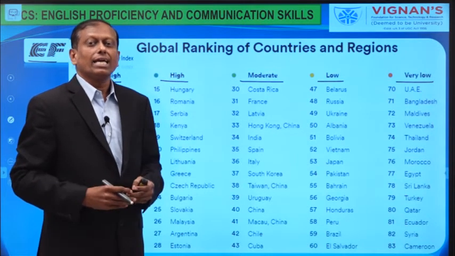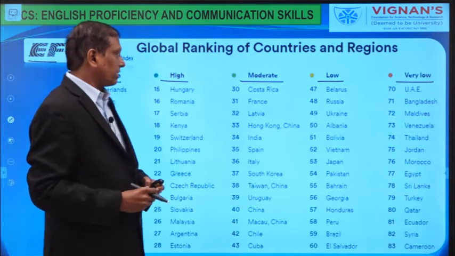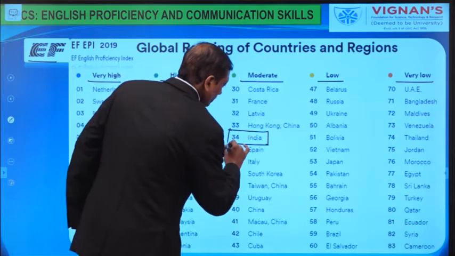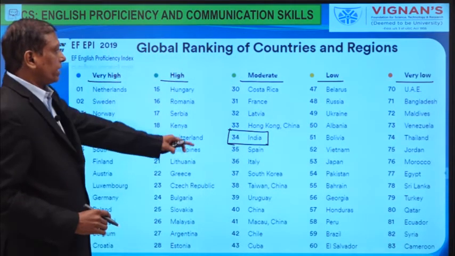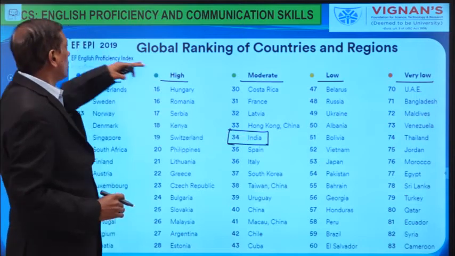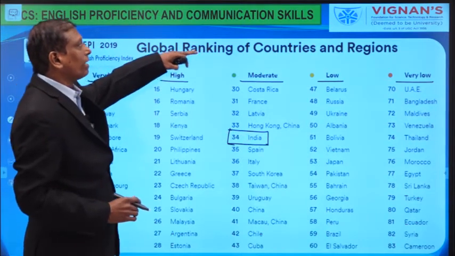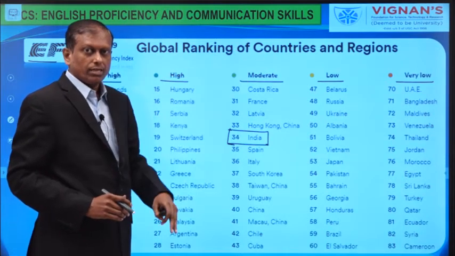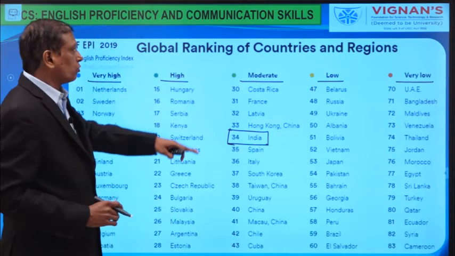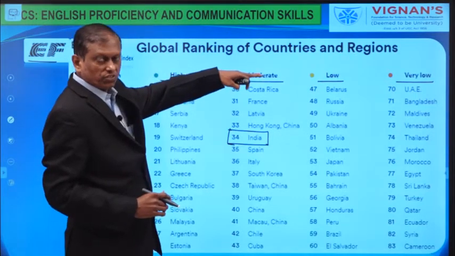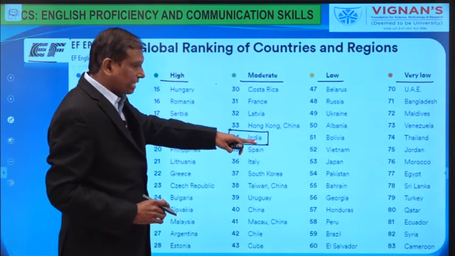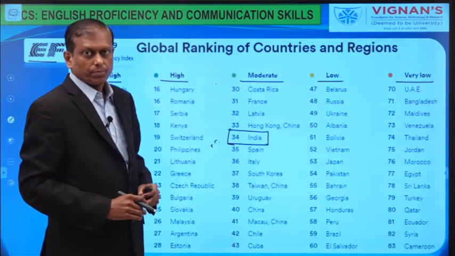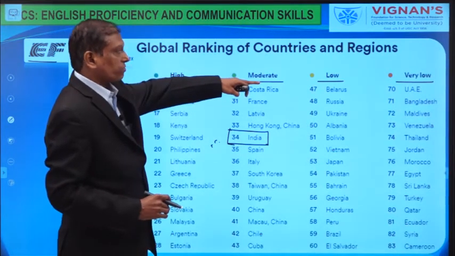Now, where do we stand as Indians in these examinations? Look, here we are. India's rank as per the English Proficiency Index Global Ranking of Countries and Regions in 2019: Indian students have shown moderate English language proficiency, and India stands at 34th position out of 100 countries. And we are at the moderate proficiency level.